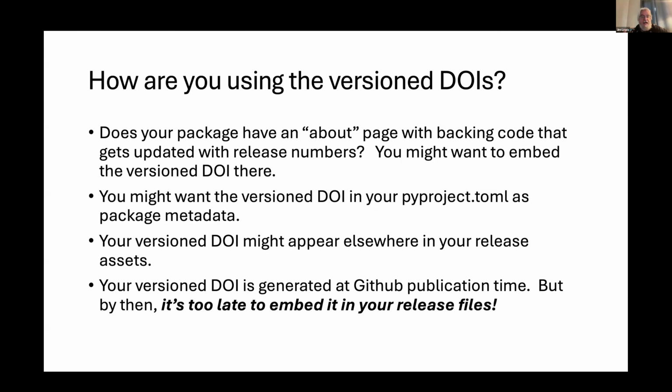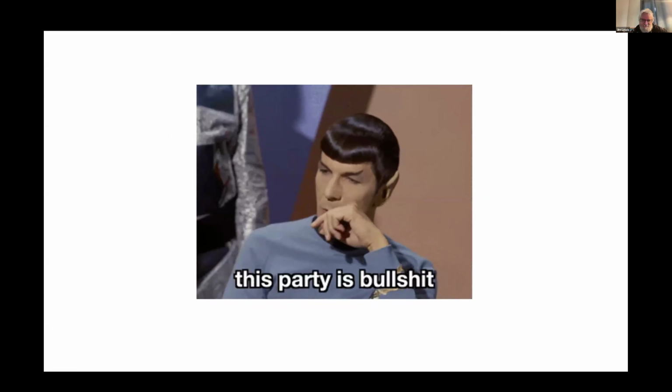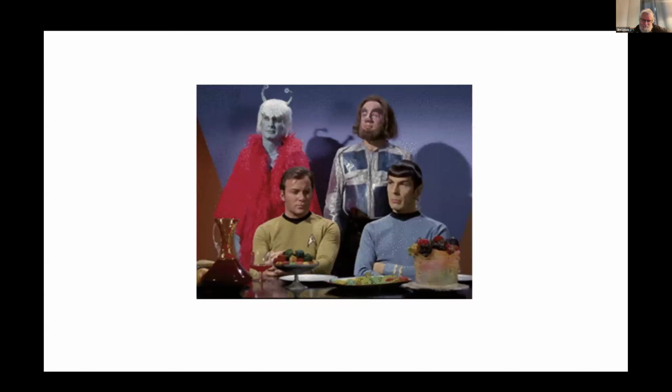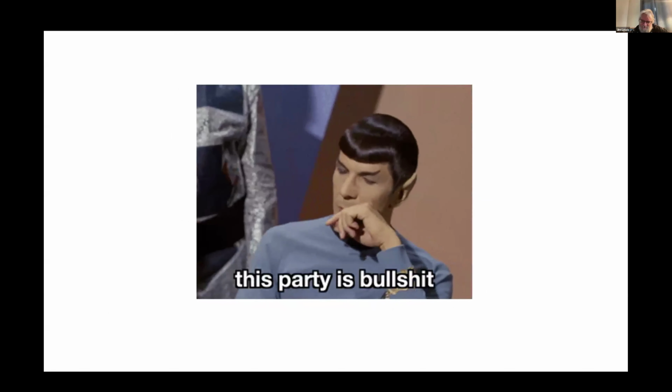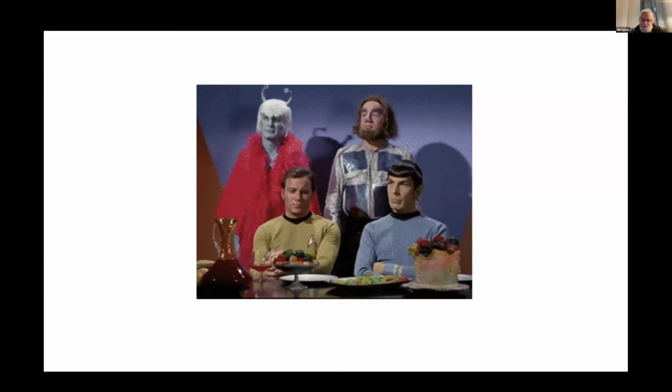But the problem is that DOI doesn't get generated until you publish the release on GitHub. And then by that time, your release files have already been uploaded. The record is now published. You cannot change your release files. So that does not work. Yeah, sorry to be the bearer of bad news, but that seems to be a big problem.